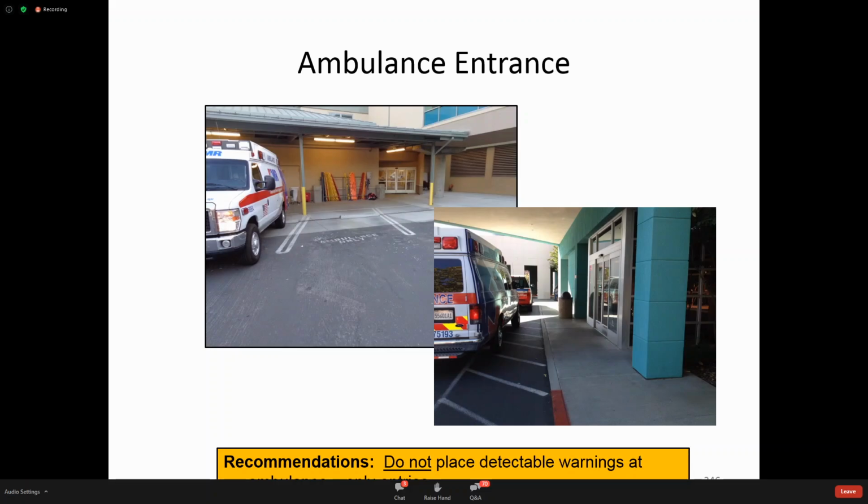So what I would recommend, and what we do at Sutter, we design it so that the entrance is strictly for ambulance access. And as long as we can tell OSHPD that we have no public access, no public exit, this is strictly for ambulance drop off, and therefore we would like to not put detectable warnings in here. And so far, the answer has been in agreement with us every time.